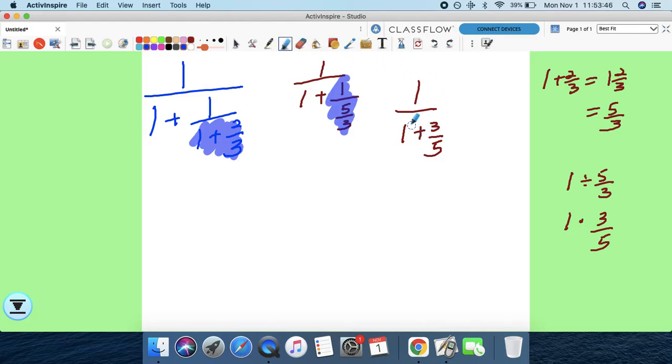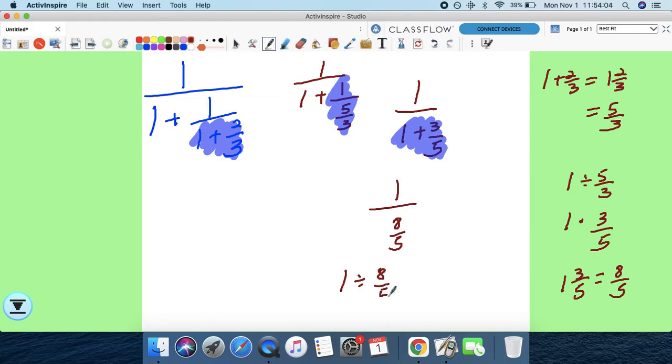Well, still working on the denominator, so now let's work on this. 1 plus 3/5 is just 1 3/5, which we change to an improper fraction and it becomes 8 over 5. So now we have 1 over 8 over 5. And that's the same thing as multiplying, right? So 1, let me write it this way. We change it to multiplication by 5/8, and we get 5/8. So that's our answer.